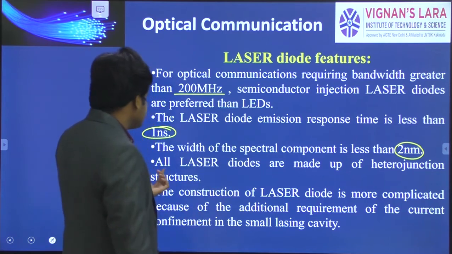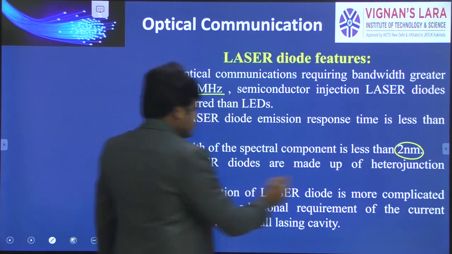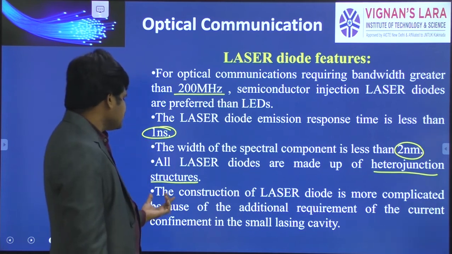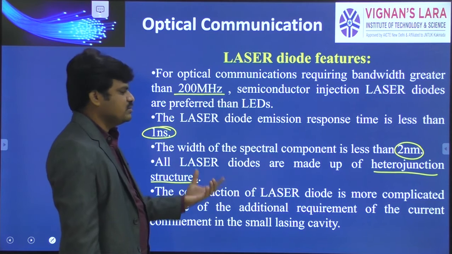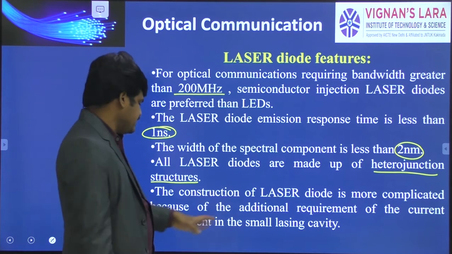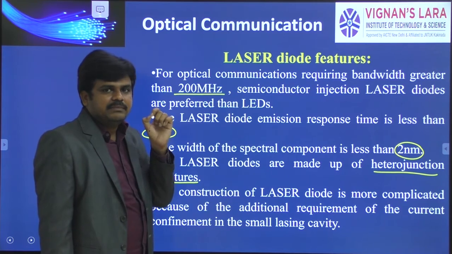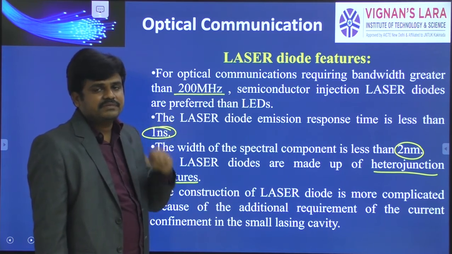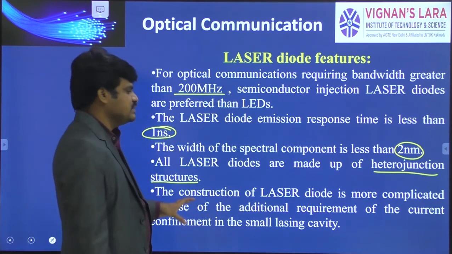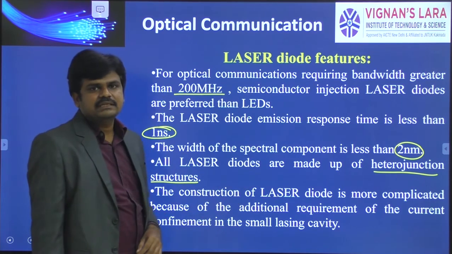The next one is that all laser diodes are made up of heterojunction structures. We have studied what a heterojunction structure is in the previous session. The next one is that the construction of a laser diode is complicated compared to the LED because of the requirement of additional current confinement, and the size of the emitting cavity is very, very small. So in order to construct that kind of structure, the construction of the laser diode is complex compared to the LED. These are some features of the laser diode.